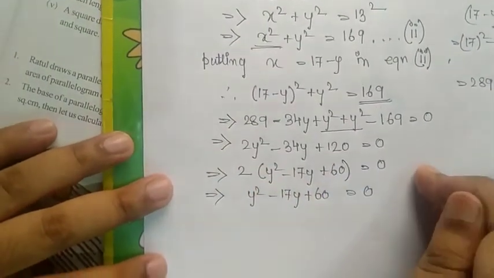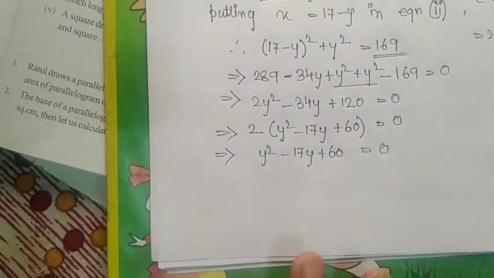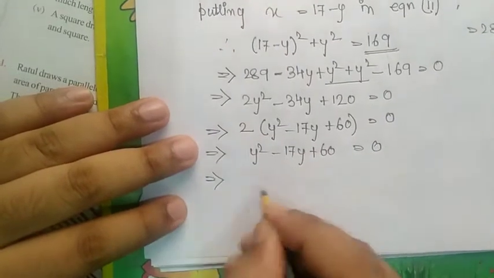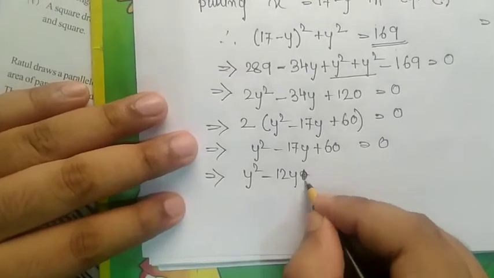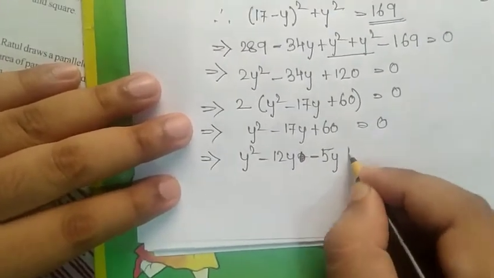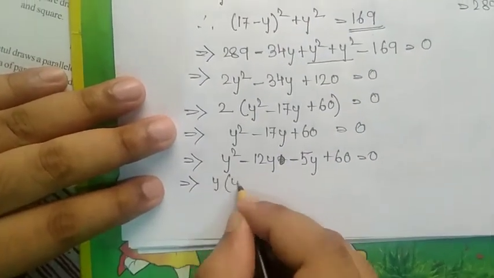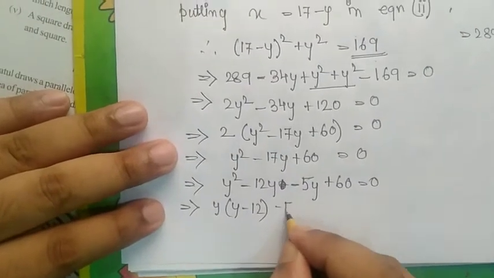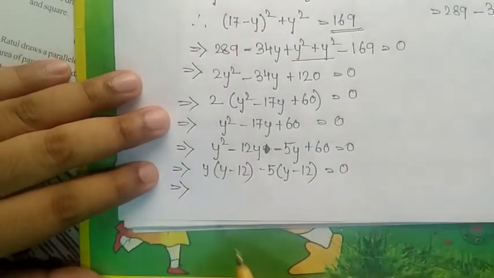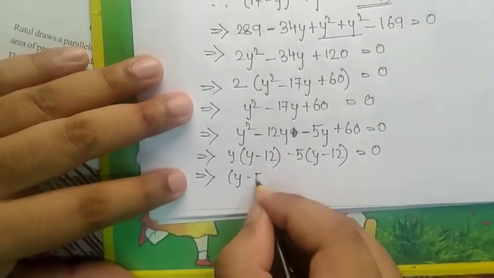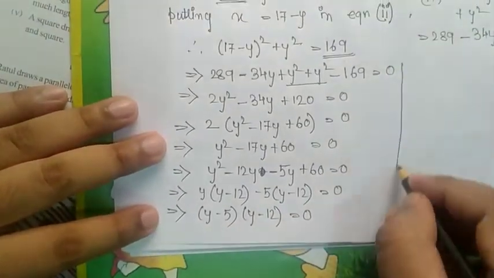If 2 into something equal to 0, then this term equal to 0. Now we use the middle term factor procedure. Y square minus 12y, sorry, this should be minus 5y plus 60 equal to 0. So y minus 12 into y minus 5, equal to 0. So y minus 5 or y minus 12 equal to 0. Now this is the very important part.